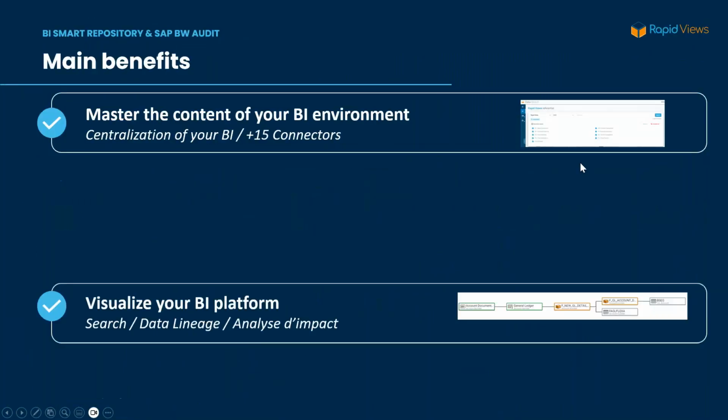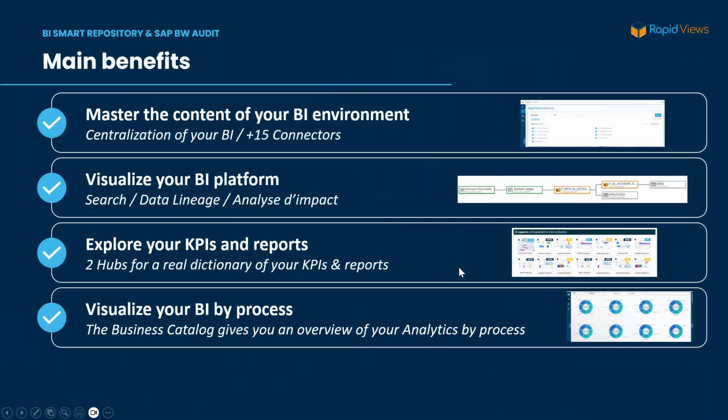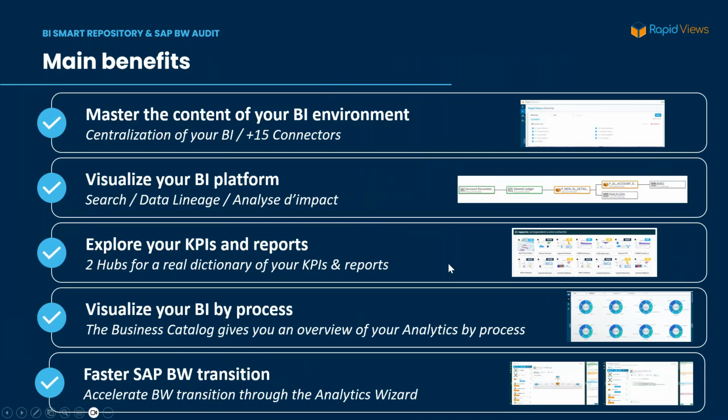So the main benefit of the BI Smart Story is to master the content of the BI environment. We are like a governance tool dedicated to analytics. You can visualize all your BI platform with features of data lineage, impact analysis, and search. You can explore all your reports and KPIs in one single place. You can visualize your business intelligence by process, and you can use it to accelerate your BW transition.